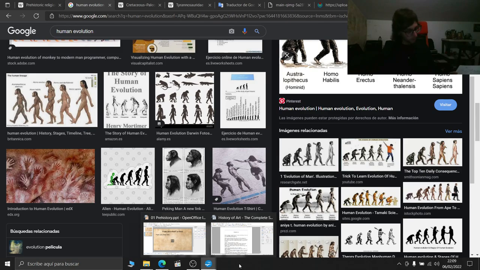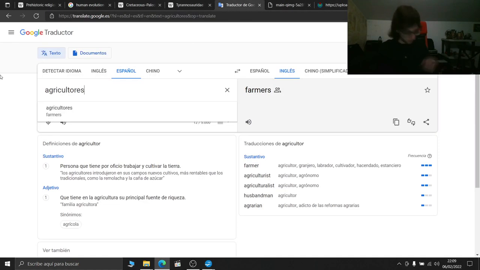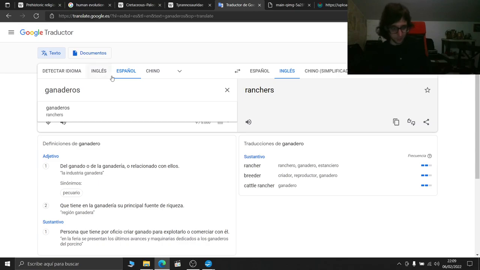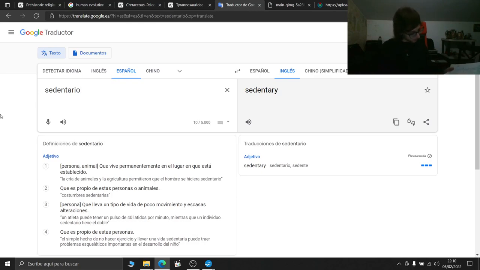And in Neolithic, the humans are farmers and shepherds. Let's see how it is. I'm not sure if this is the correct word I would use, but anyway, they carry the cattle. And they are another word I don't know. Sedentary, okay. They are sedentary. Megalithic constructions, one example is Stonehenge.